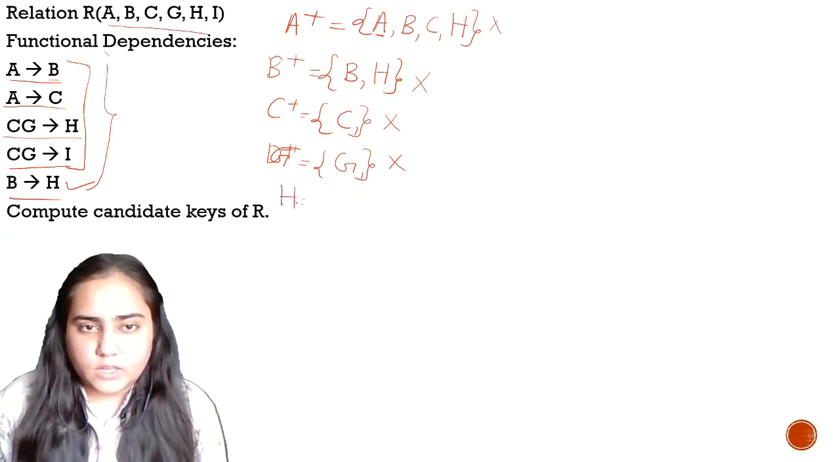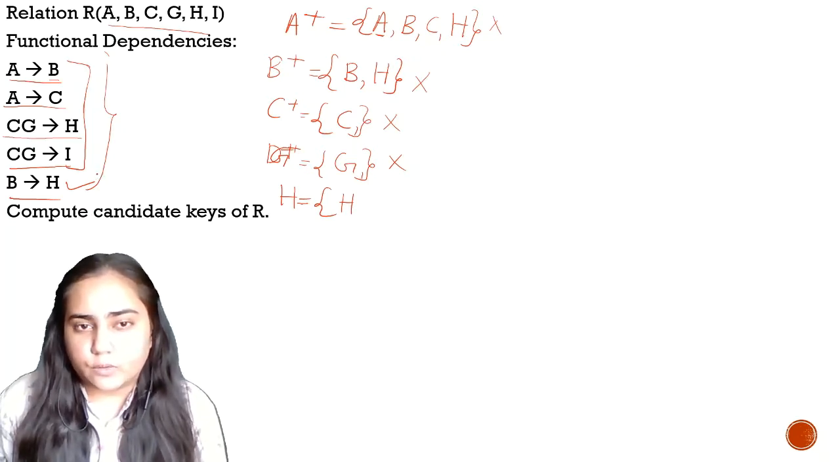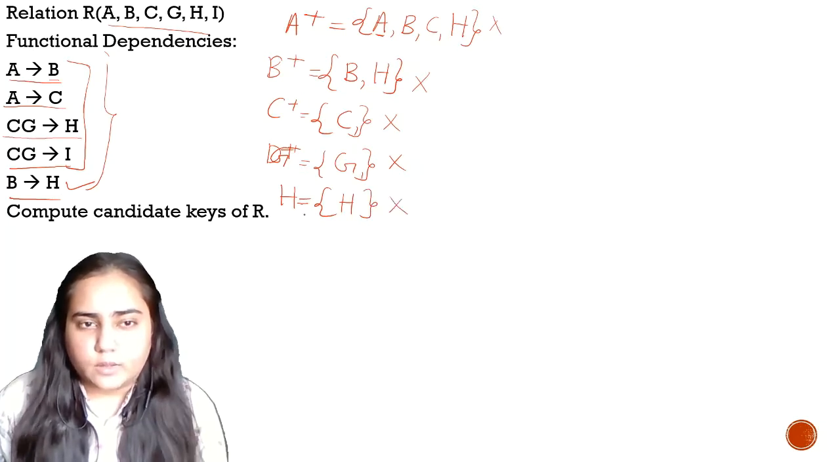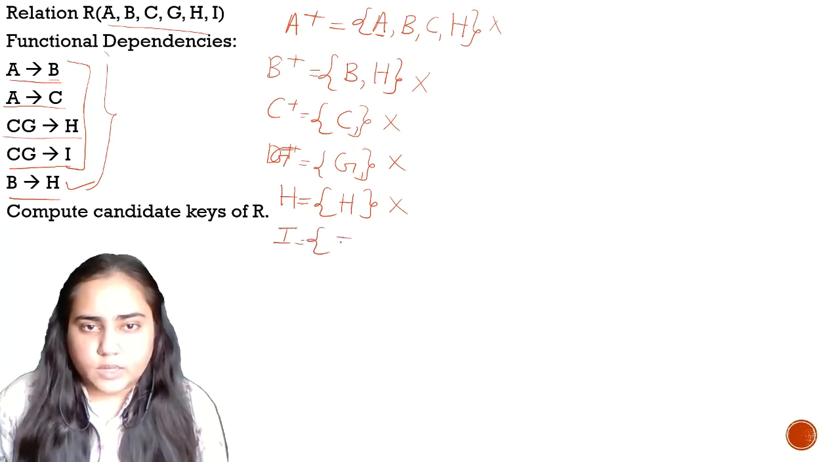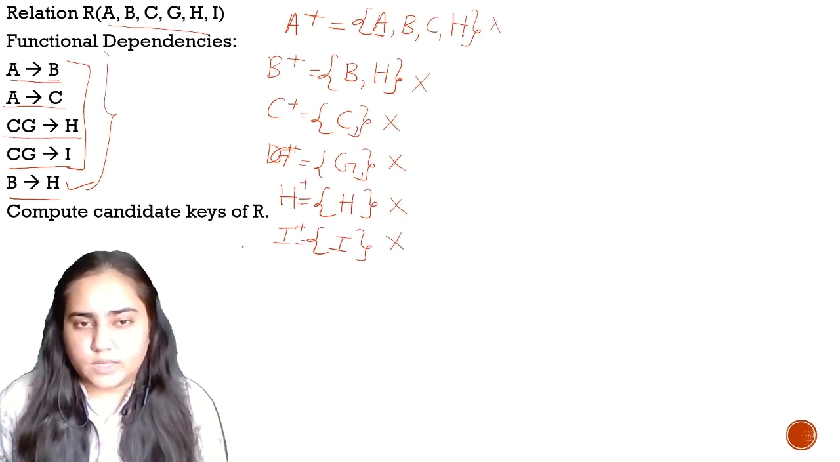Next I have H. So I can add H itself, but after that, once again, there is no functional dependency that has H alone on the left side. So this is not a candidate key. And next we have I. So I can add I itself, but there is no functional dependency containing only I. So that's it for the closure. So that's why I is also not a candidate key.